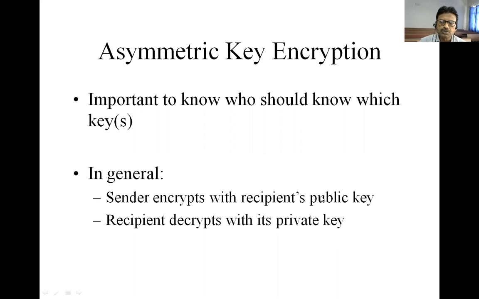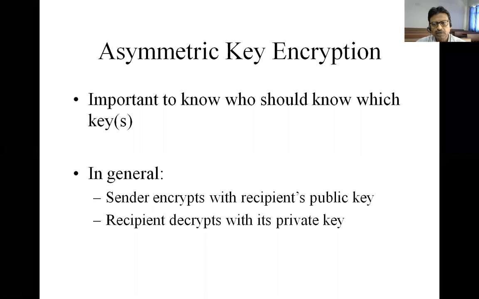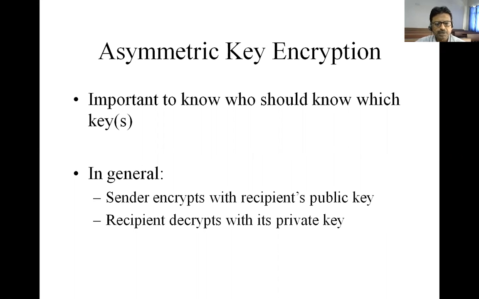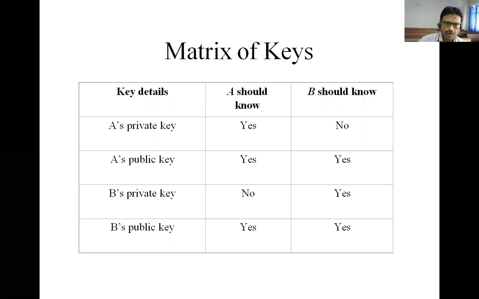Now the reverse is also possible: we can encrypt with the private key, which can be decrypted by the public key. The public key and the private key are designed in such a manner that if the message is encrypted with the public key, it will be decrypted by the private key. But if the message is encrypted with the private key, the message can be decrypted with the help of the public key. So this is the key matrix, showing which key should be known.